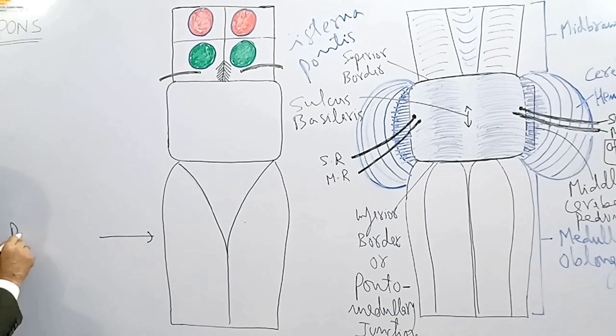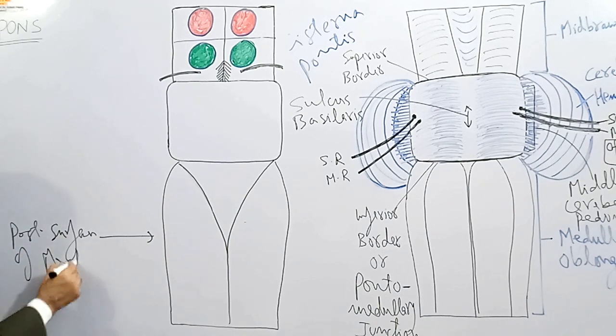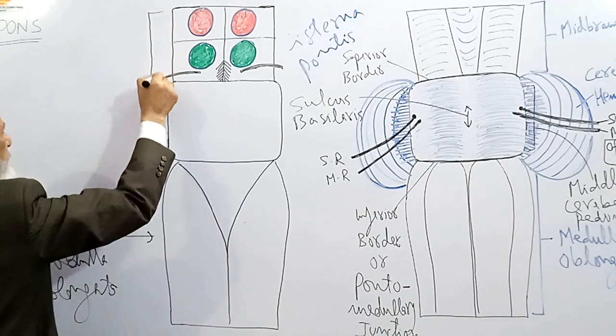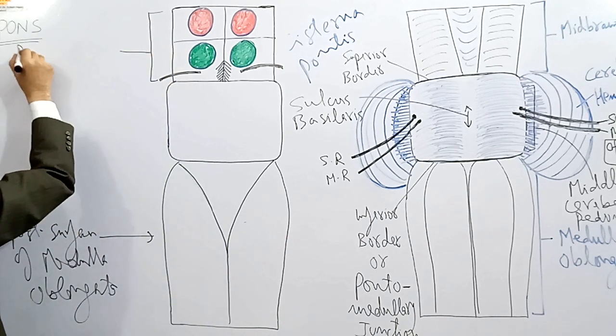This is posterior surface of medulla oblongata, and this is posterior surface of the midbrain.